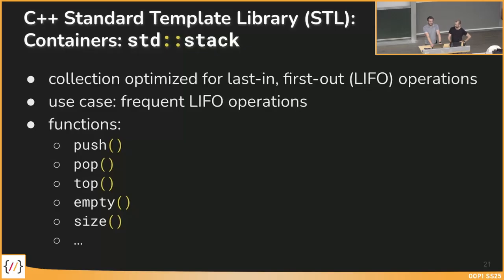Next container is the stack. The stack is optimized for last in, first out operations. You can imagine a stack like a book stack where you put books one upon the other. And if you take books down, you start with the last one added, right? So it's last in, first out. If you have such operations, the stack is optimized for this.